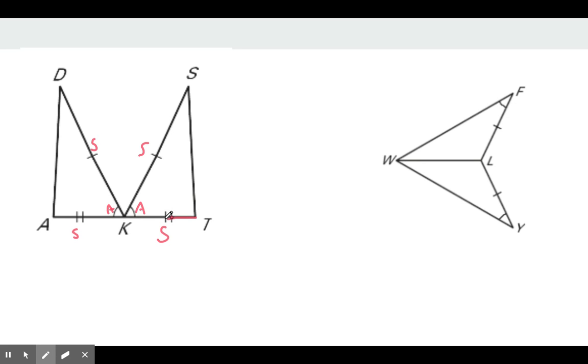Now, again, count in order. We see that we have side, angle, side. Let's see if it matches. We do, in fact, have side, angle, side. So these are congruent due to the SAS theorem, or side, angle, side.